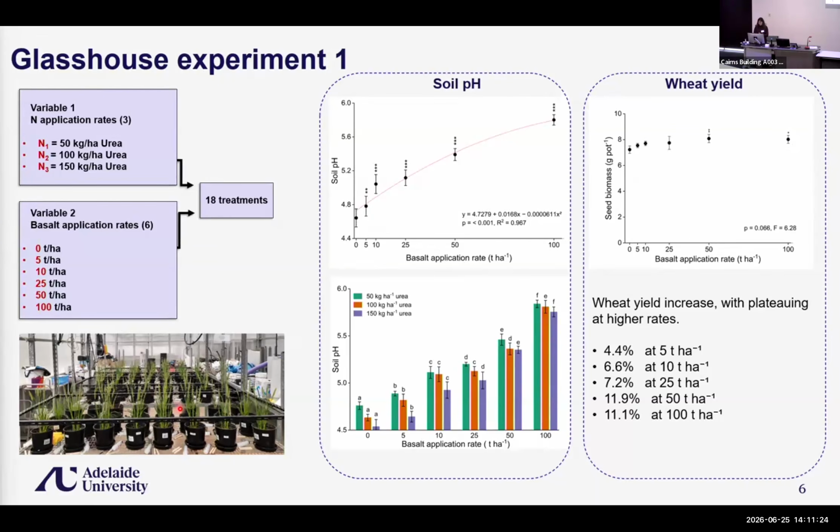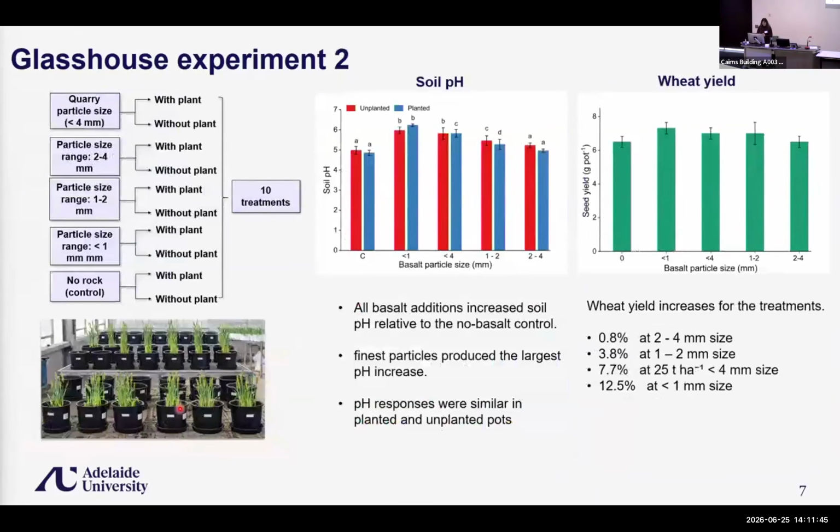And in addition to this, when I calculated the wheat yield, or the seed yield, following the experiment, I found that when basalt was added, the wheat yield increased, and in this pot experiment, it was significantly increased at 50 and 100 tons per hectare, which were the highest rates of application. So in my second glasshouse experiment, I conducted this experiment with different particle sizes of basalt, including the control.